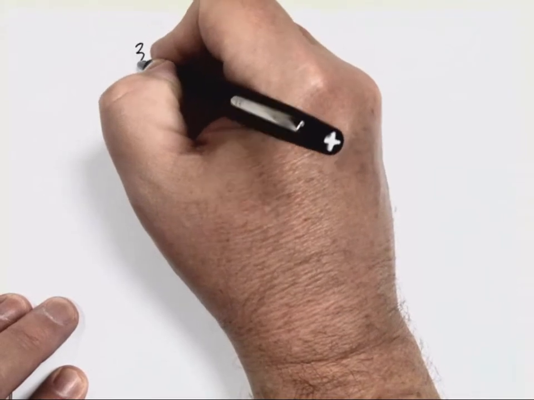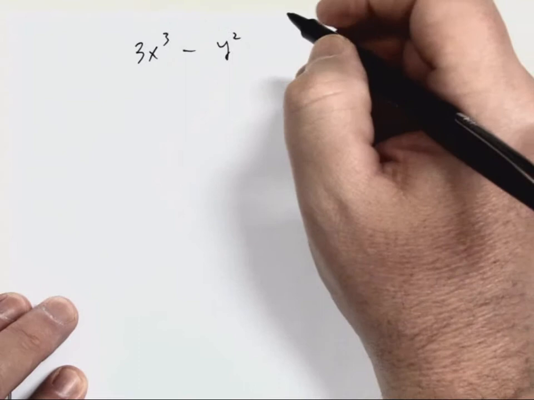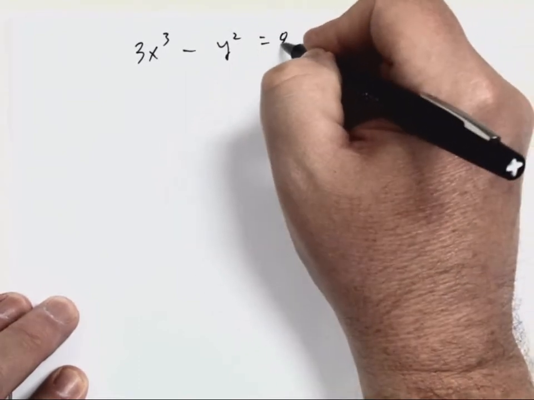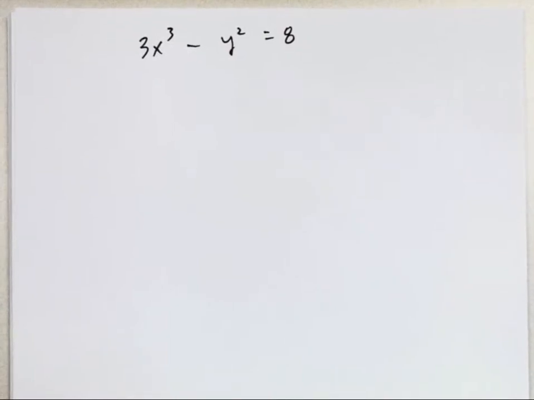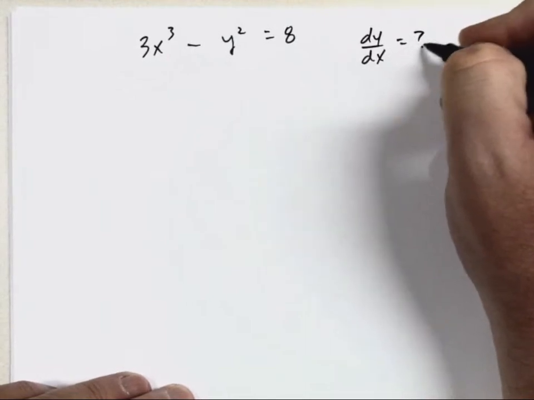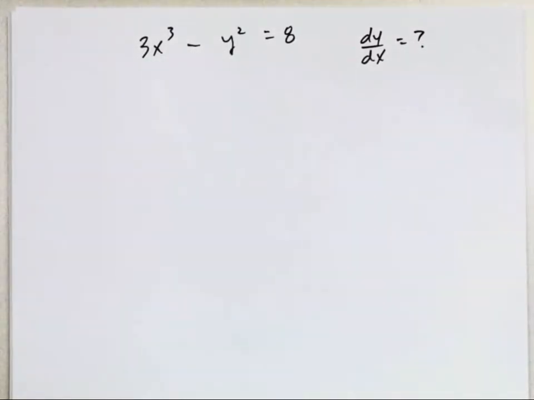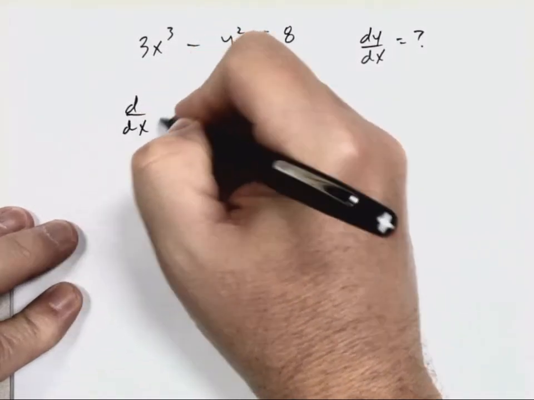How about if we were given this equation, 3x cubed minus y squared equals 8. So here's an equation with both x and y. We want to determine what the derivative is with respect to x of y.